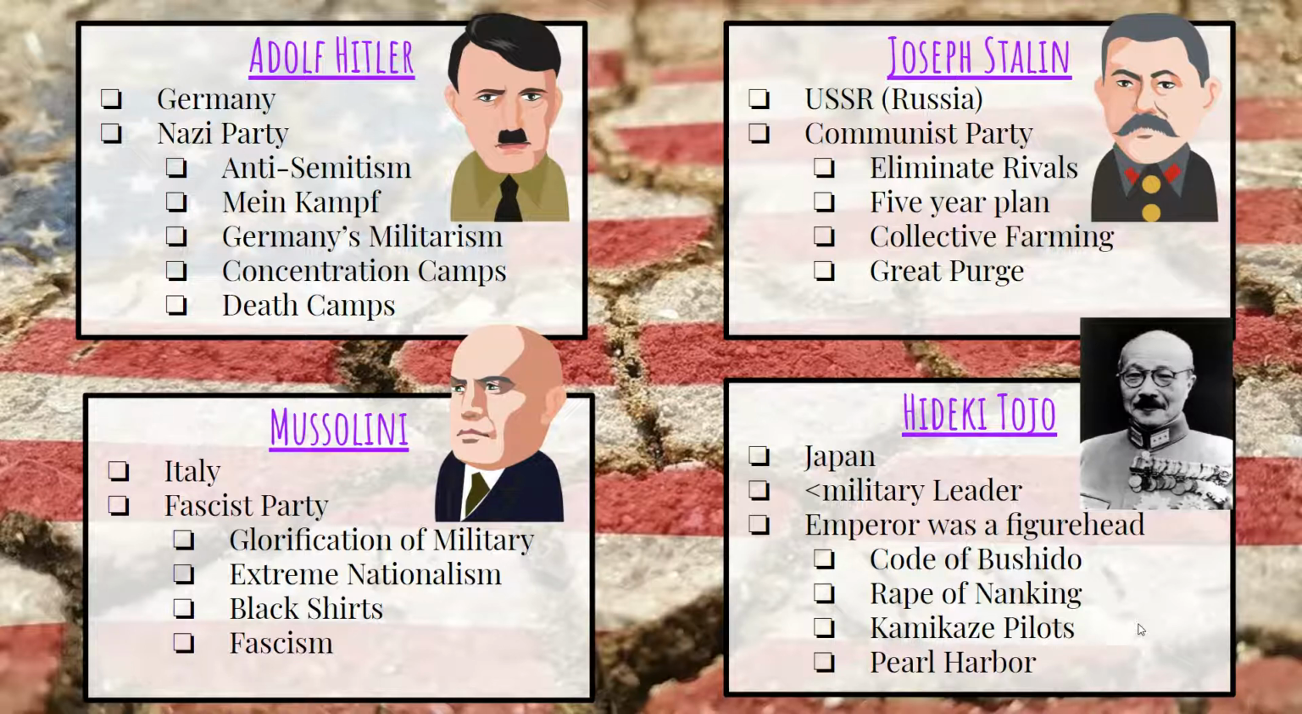Again, and last but not least is Hideki Tojo. His country is Japan. He is a military leader embracing militarism, and the emperor was a figurehead. Okay. He has a code of Bushido. You need to understand the Rape of Nanking, the kamikaze pilots, and ultimately Pearl Harbor, which we will talk about later. So these are the major topics you need to focus on.